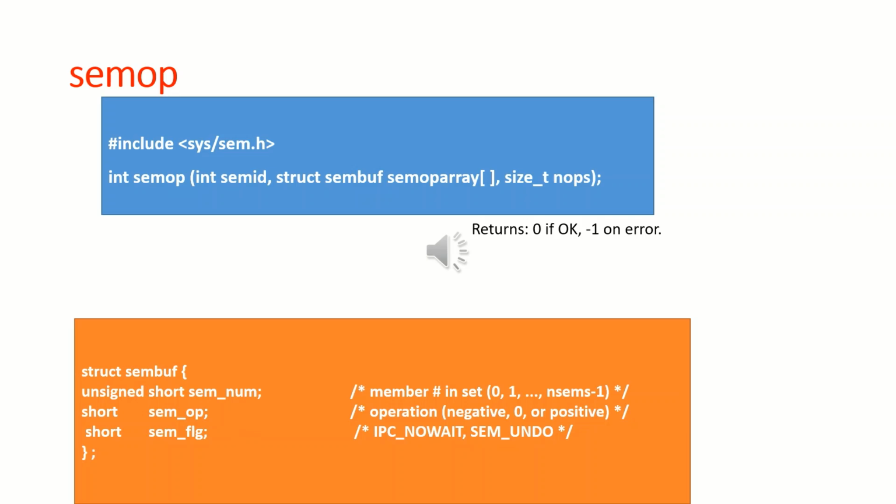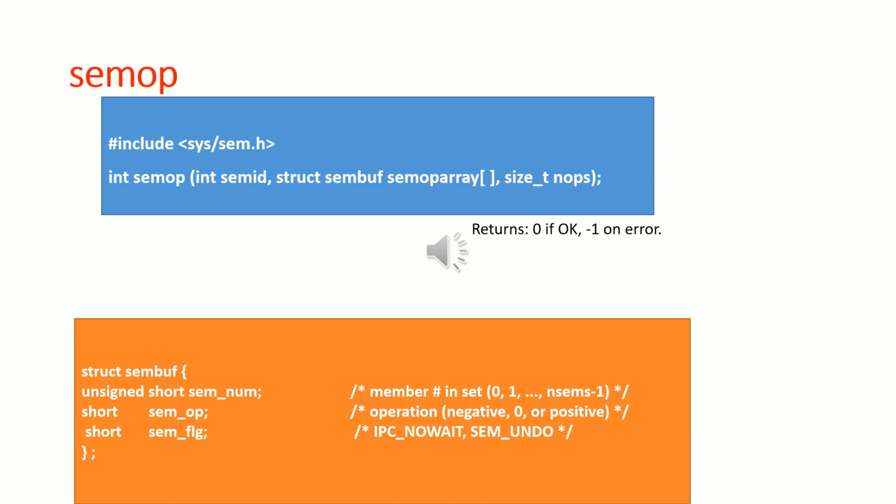If the semaphore value is less than the absolute value of sem_op, the resources are not available, and the following conditions apply. If IPC_NOWAIT is specified, semop returns with the error EAGAIN. If IPC_NOWAIT is not specified, the semncnt value for this semaphore is incremented.